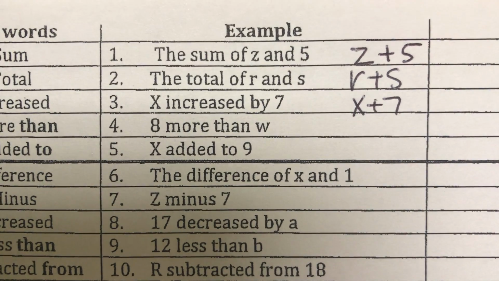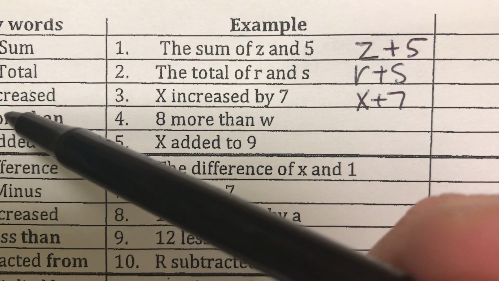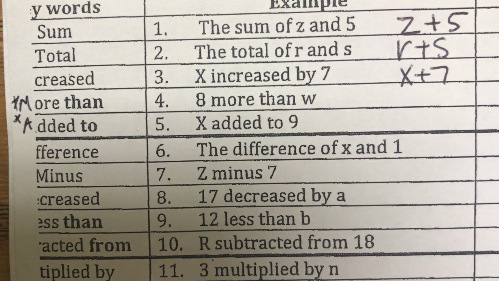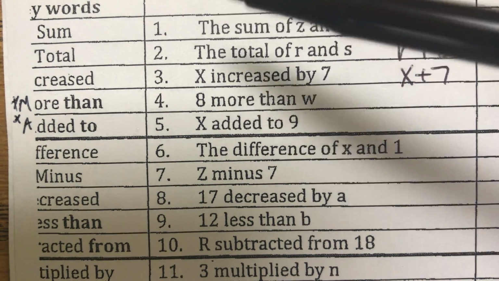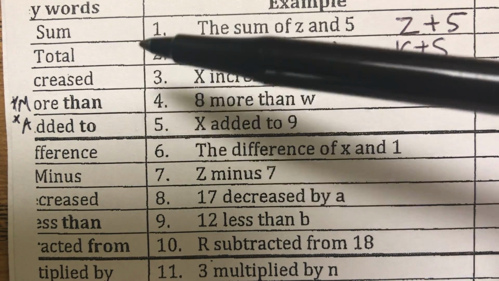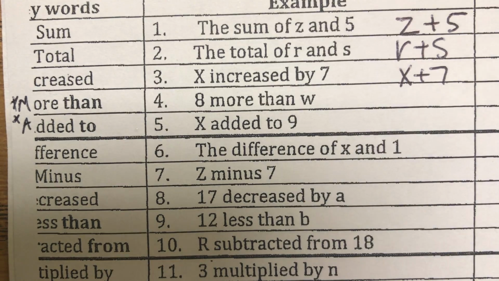Okay, we're going to skip number 4 and number 5, and you can see on your paper that there's a little asterisk where it says more than and added to. There's a little star by them. So we're going to skip those for right now, and we're going to talk about those a little bit later. These are just different words that mean addition. There can be other ones that you come across, but it just means that you're going to be adding the two things that they're talking about together.